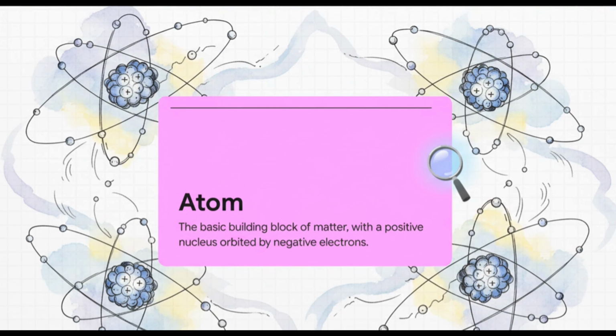So, everything around us, you, me, this screen, it's all made of atoms. And in the middle of every atom, you've got a nucleus with positive protons. Orbiting around that nucleus are these teeny tiny negatively charged particles called electrons. And the key thing to remember is that opposites attract. The negative electrons are held in place by those positive protons.